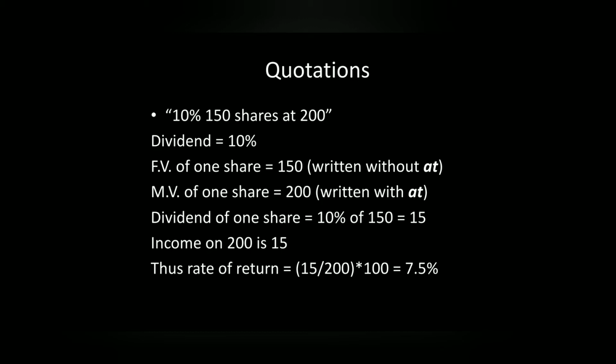Now moving further, you have the dividend percentage. The dividend of one share is calculated with the face value. So 10% of 150 gives you 15 rupees. The income which he got on 200 rupees is 15 rupees. So what is the rate of return? It will be 15 by 200 into 100, which is a kind of profit percentage, and gives you 7.5%. Rate of return is the profit percentage or yield percentage.